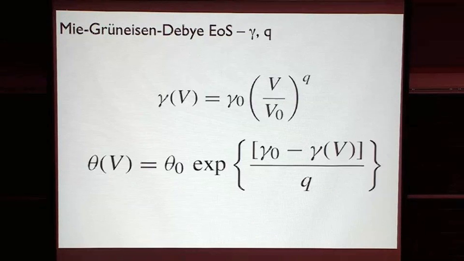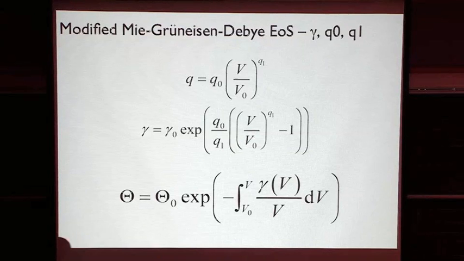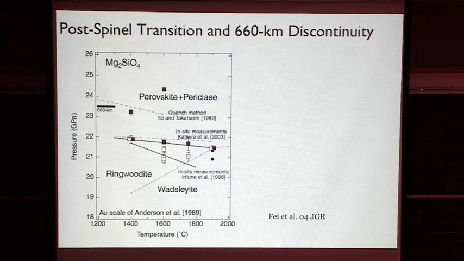And then sometimes even q is not enough. You have to introduce q0, q1, because q, again, is still not a constant with volume. So it gets complicated, and you get the point. Equation of state is very boring. But it's really important because we already talked about the 660 transition, for instance. We have this big controversy, a story about how the 660 does not match the post-spinel transition.